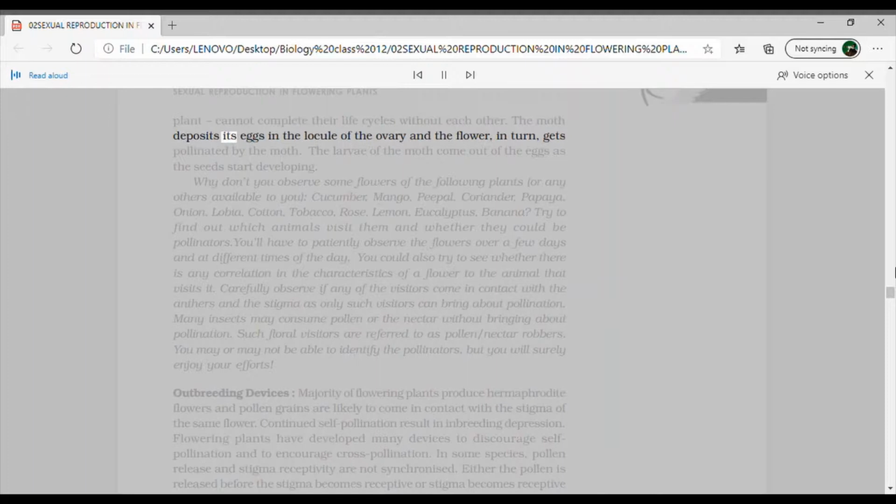The moth deposits its eggs in the locule of the ovary, and the flower, in turn, gets pollinated by the moth. The larvae of the moth come out of the eggs as the seeds start developing.